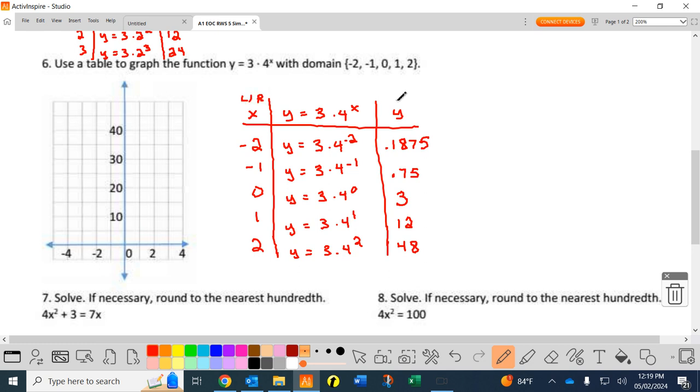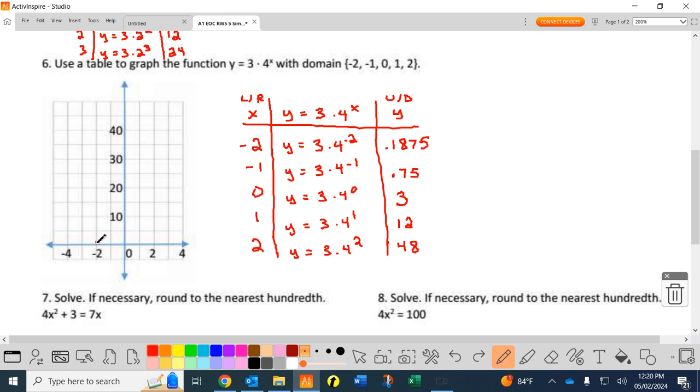So we're going to start off with that first ordered pair, which is -2, 0.1875. So we're going to go over -2 and 0.1875 is going to be just barely above that line. It's so close that it looks like it's almost touching it. Not quite touching it, but right there.